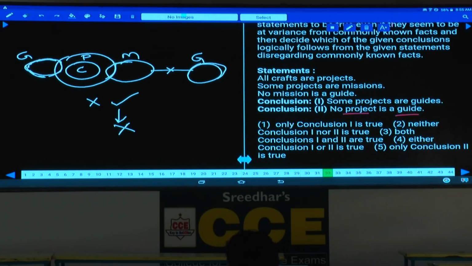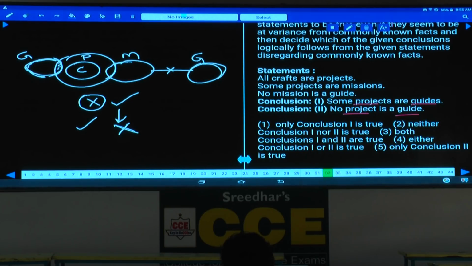After making the previous conclusion false, what should we do? Then we should check the affirmative conclusion which was false earlier in the basic diagram. The first affirmative conclusion was false. Now tell me what happened to some projects are guides. Now, is it true? Some projects are guides. Now it has become true.